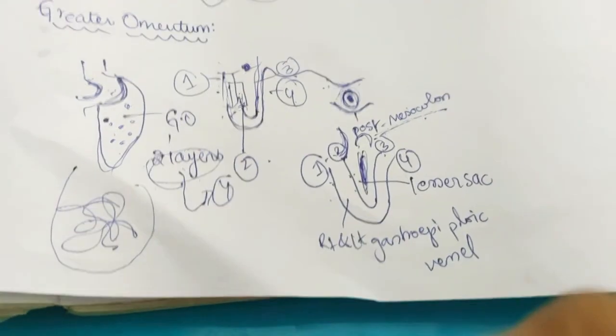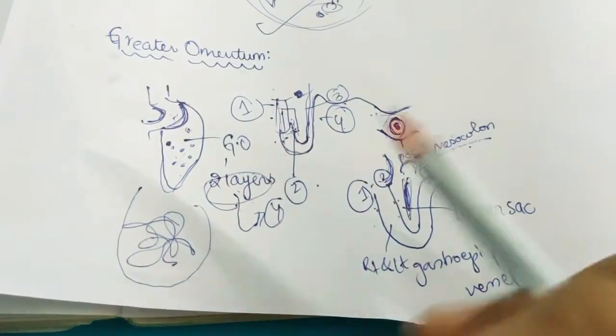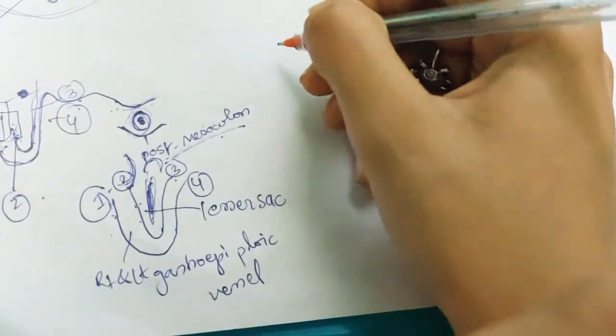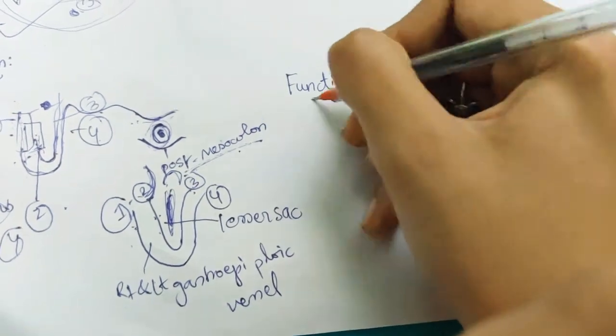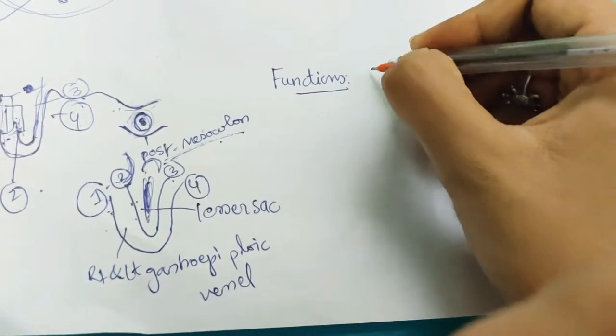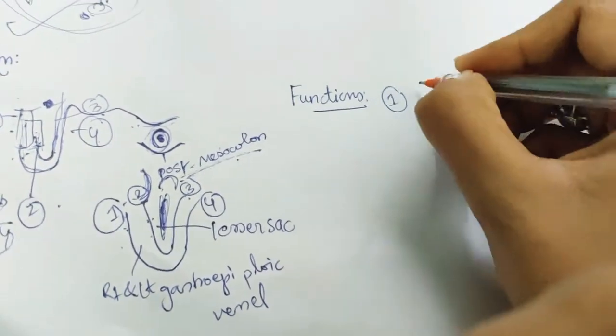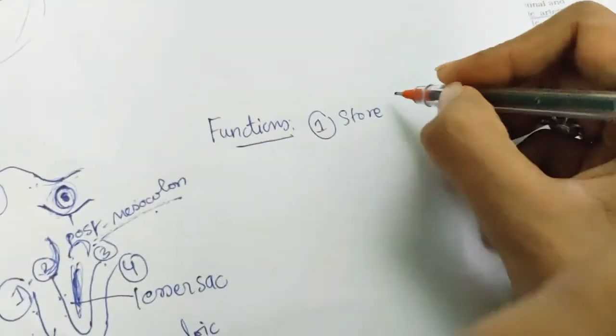So now let us understand what is the use of this greater omentum, that is what are the functions of the greater omentum. Okay, so now we are going to discuss what are the functions of greater omentum. Okay, the first function is it is a storehouse of fat. Okay, it is storehouse of fat.